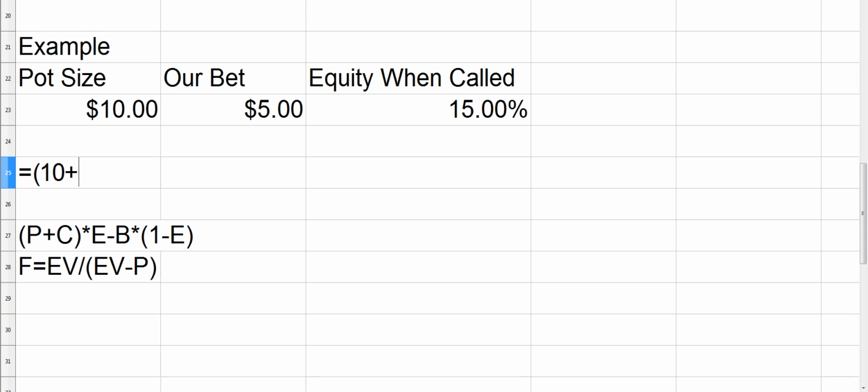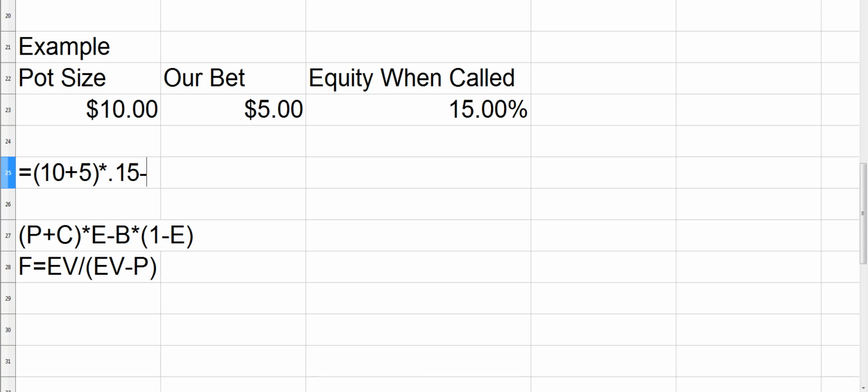case, $5. It's important to note that if you're in a situation where you're shoving all in and you have your opponent covered, that you enter in the amount that they are actually calling and not your bet size, because you need to take into account effective stacks. That will be very important. And if you don't do that, your calculation will be significantly off. So, going on, we multiply that by our equity, which is 15%.